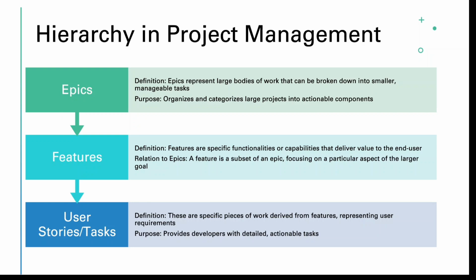So each and every feature is a kind of subset of an epic. So feature and epic should always be in a parent-child relation. In a feature, we have a branch of small user stories or tasks, and those user stories and tasks contain test cases. It will be further segregated into user stories and tasks.